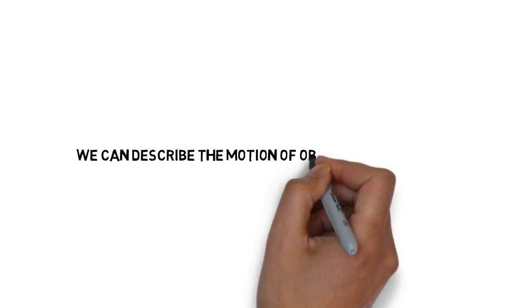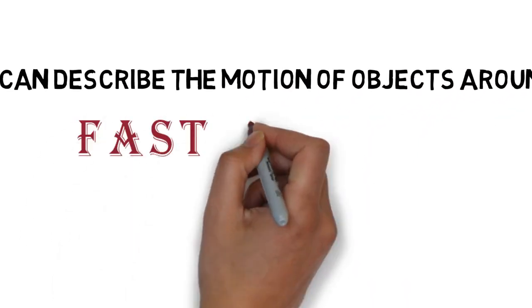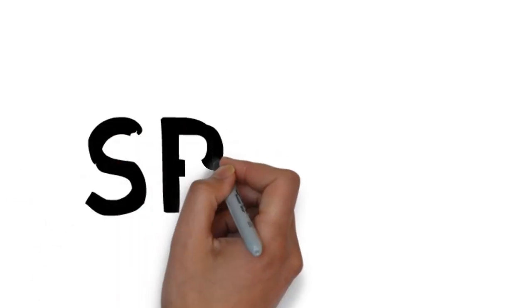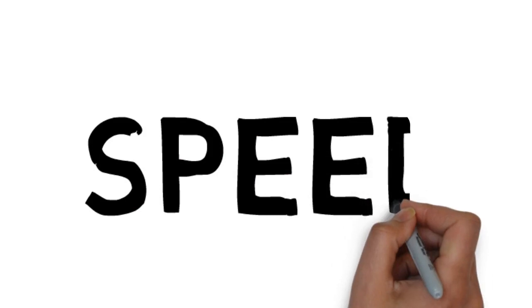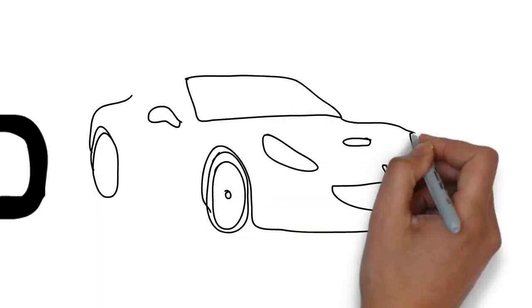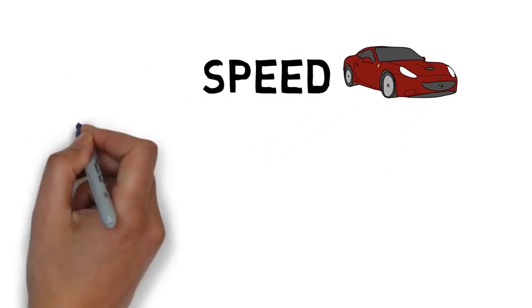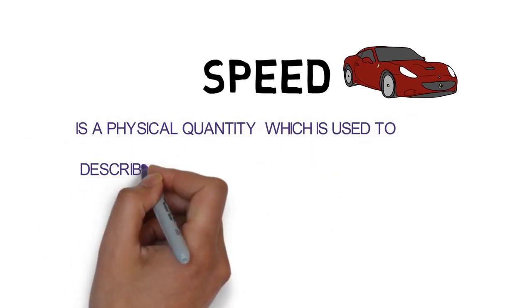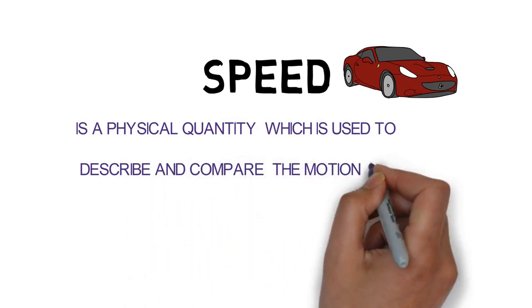We can describe the motion of objects around us as fast or slow, and this will lead to the definition of speed. What is meant by speed? Speed is a physical quantity which is used to describe and compare the motion of objects.